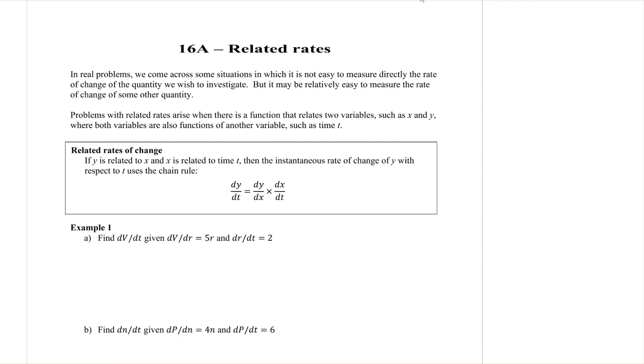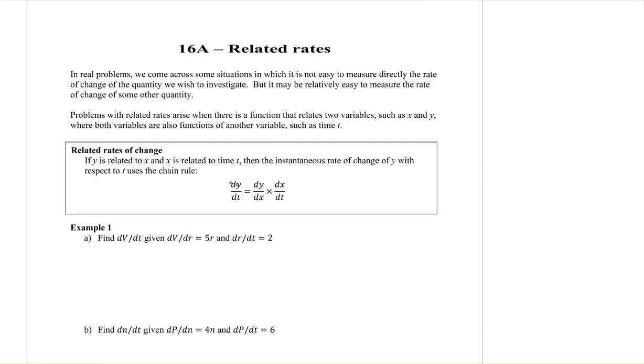It says, in real problems, we come across some situations in which it is not easy to measure directly the rate of change of the quantity that we wish to investigate, but it may be relatively easy to measure the rate of change of some other quantity. Problems with related rates arise when there is a function that relates two variables, such as x and y, where both variables are also functions of another variable, such as time, kind of like our parametric equations, for example, a third variable in there. So we've seen this formula before, related rates of change.